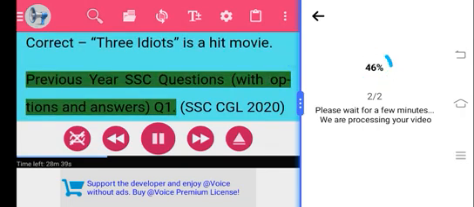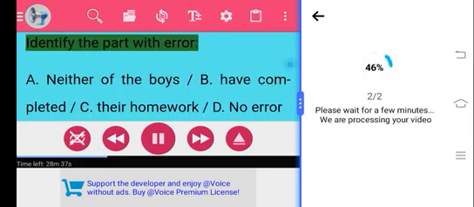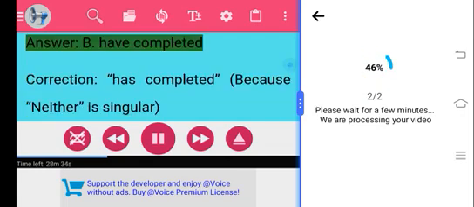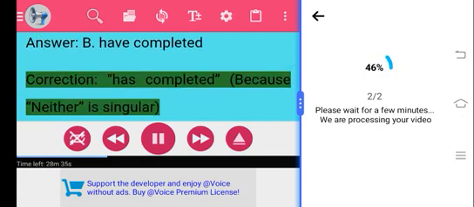Previous year SSC questions with options and answers. Q1. SSC CGL 2020. Identify the part with error. Neither of the boys (B) have completed (C) homework (D) no error. Answer: B, have completed. Correction: has completed, because neither is singular.